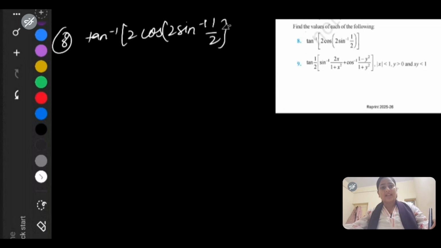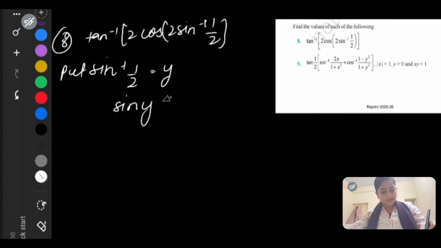Can we write sine inverse 1 by 2 as y? So here put sine inverse 1 by 2 is equals to y. Now we'll shift sine inverse here, then we will get sine y is equals to 1 by 2, right? And we know which value of sine is 1 by 2? Sine pi by 6. So can we write it as y is equals to pi by 6, so that we will get sine y is equals to 1 by 2.